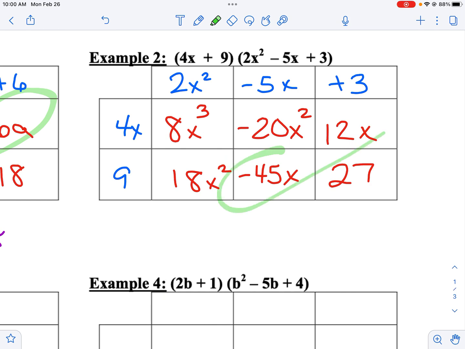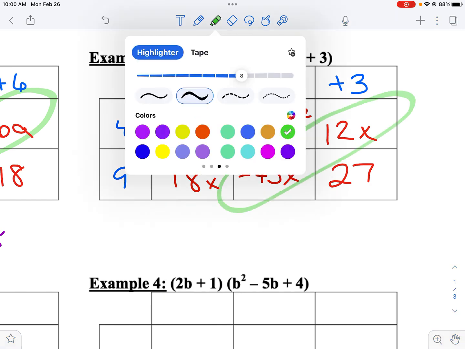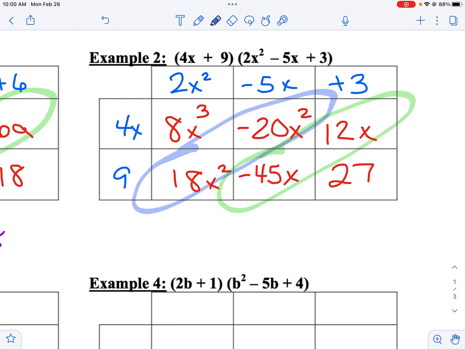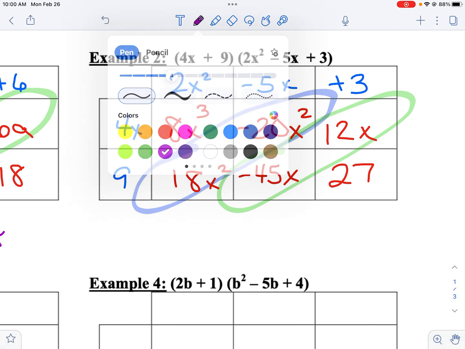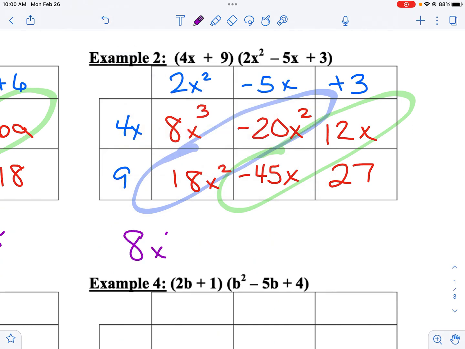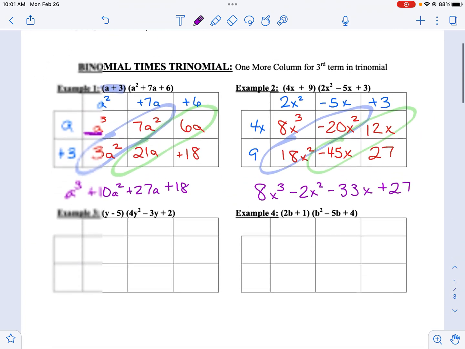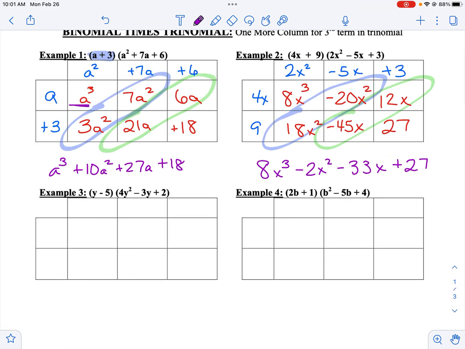Okay, so again, I'm going to go ahead and highlight my diagonals. So there's the first set, and there's the x squared set, and now I'm ready to record my answer. So it'll be 8x to the third power. Now, you notice in the blue how I have one positive and one negative? It's really just subtraction. So if I have 18 and I lost 20, I owe you 2x squareds. Same thing happens in the green column. I have 12 and I owe you 45. So when you take on a calculator 12 minus 45, you get negative 33x, and I have a positive 27. So that is the box method.